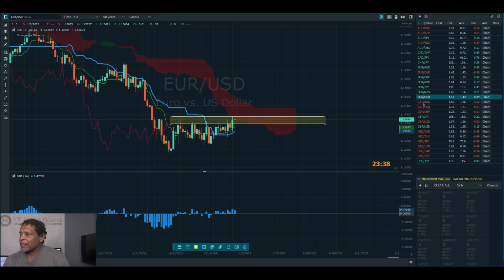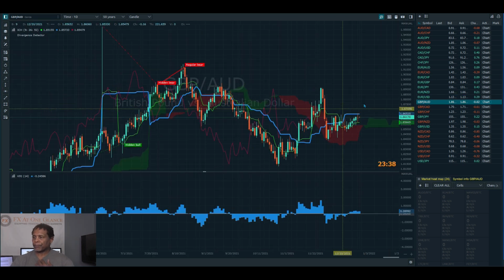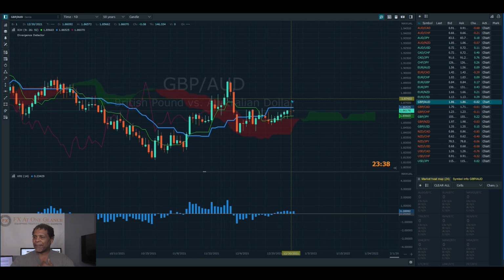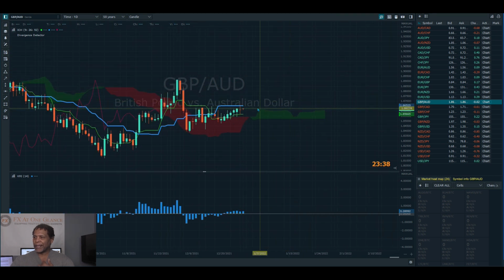Let's move to Pound Aussie. Pound Aussie, pretty flat. Could see everything's flat. I'm not really going to give you much on this. We're making higher lows.